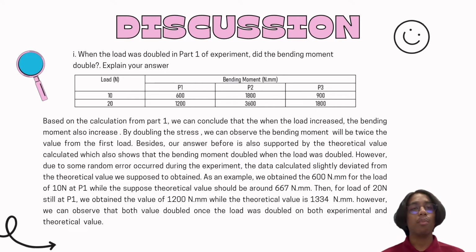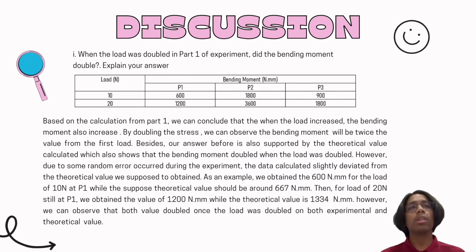Based on the calculation from part 1, we can conclude that when the load increased, the bending moment also increased. By doubling the load, we can observe the bending moment will be twice the value from the first load. Besides, our answer is also supported by the theoretical value calculated, which also shows that the bending moment doubled when the load was doubled.